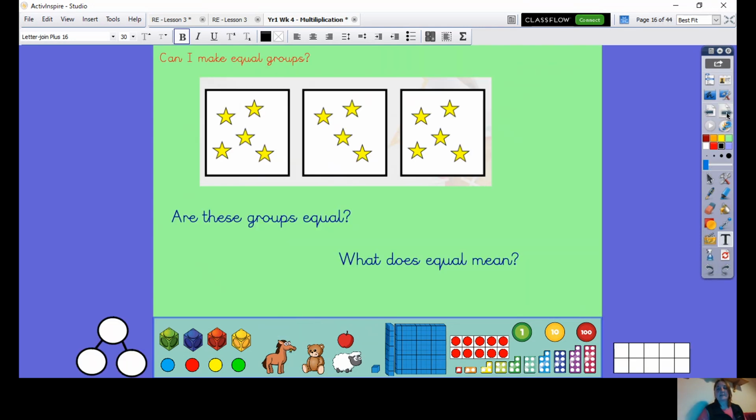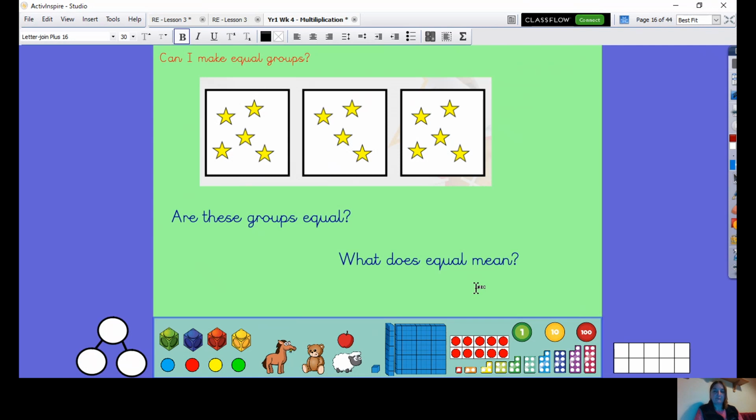So let's move on to today's learning. Today we're going to be thinking about something called equal groups. Okay, so are these groups equal? I need to first of all think about, what does that word equal mean? Now, equal means the same. So is there the same amount of stars in each box?